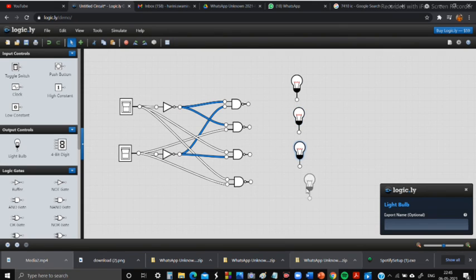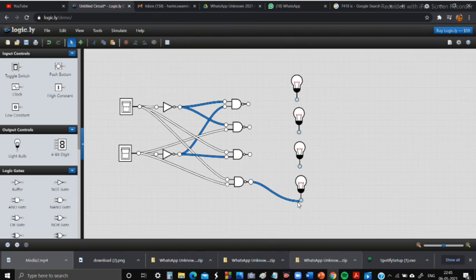Place 4 bulbs for outputs, and connect the output of the NAND gates to the bulbs.